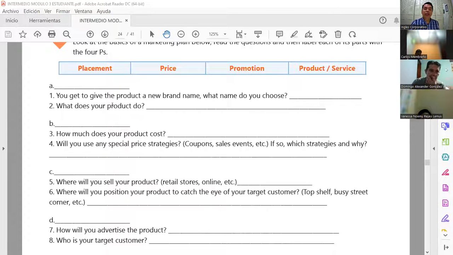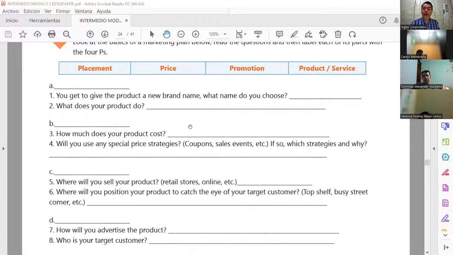Now, listen, we have this, right? Number one, you get to give the product a new brand name. What name do you choose? So we're going to do something, class. Listen, we are going to work in groups, again, breakout rooms. And you are going to make a presentation about a product tonight. According to the plan of the book, it must be a product that you know. But I would like us to work with a product that you can invent. The group is going to invent a product. It could be toilet paper, a pencil, a printer, a car, shoes, perfume, a mirror. Any product that you have in mind.